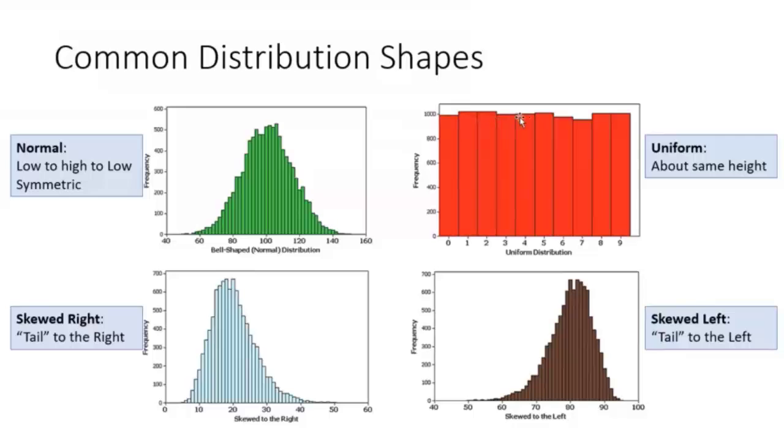Anything that levels off at the same height is uniform. If it were a perfect rectangle, it would be perfectly uniform, but this one's close. Now these two on the bottom are a lot more closely related to normal than that uniform distribution, but they're not normal, because they're not symmetric really.